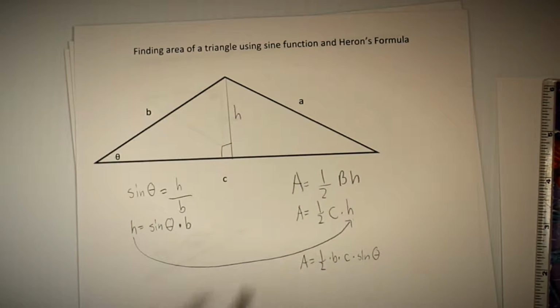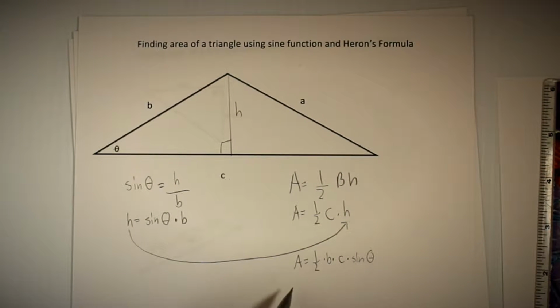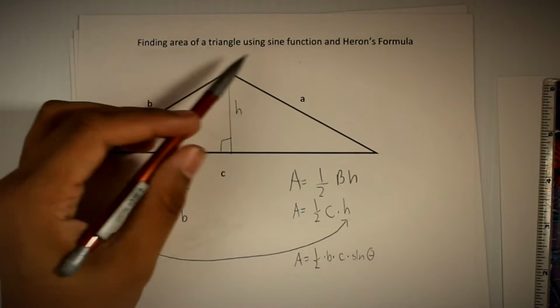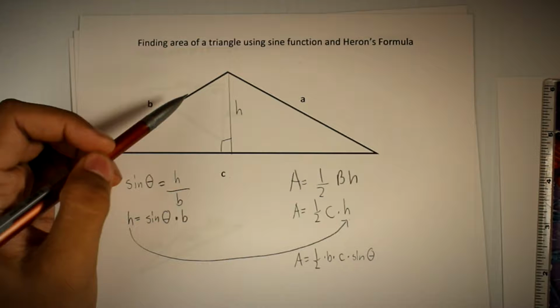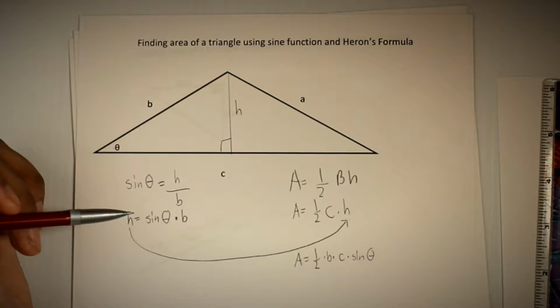And that's really it. This is the equation right here. If you guys want to record that down, you can. But it's as simple as that. However, you can only use this for finding the area of a triangle using the sine function if it's an SAS triangle. What does that mean?